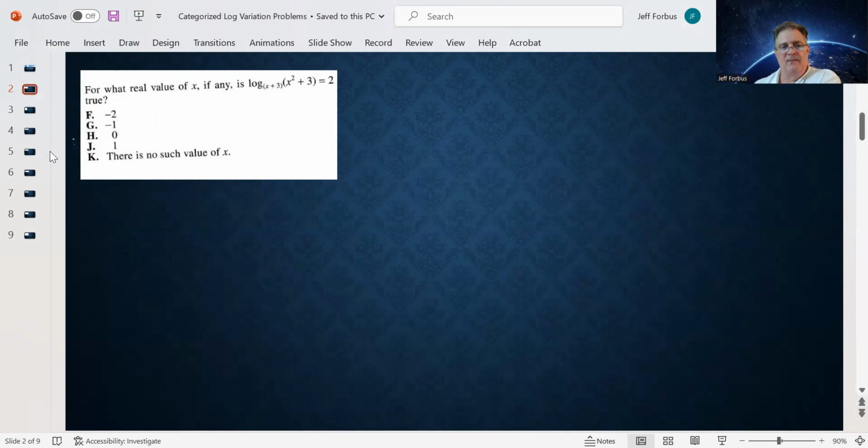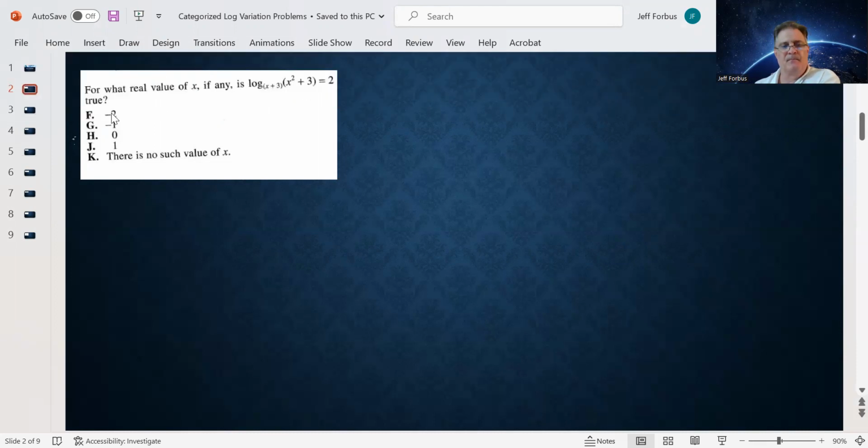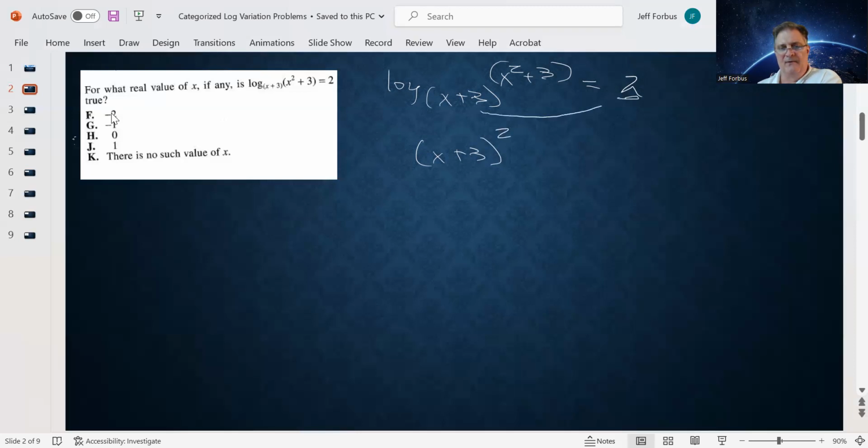So here's what we have. Log base x plus 3 of x squared plus 3 is equal to 2. We're going to convert this to an exponential. We're going to take the base of x plus 3 and raise it to the second power, because of our 2 right here. So we take our base and raise it to the second power. Now that's going to be equal to x squared plus 3.